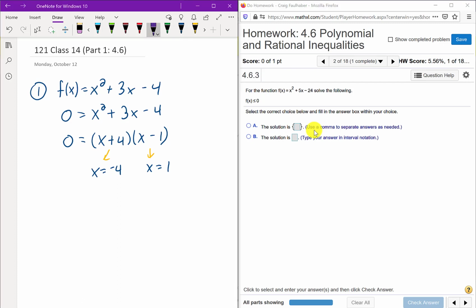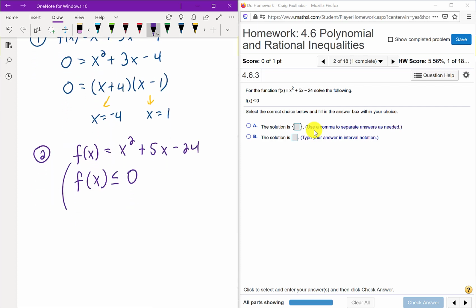Now they're going to change things up on us for the next problem. In this problem, they give us a function, same as before. This time they ask us to solve this inequality. When is this function less than or equal to 0? So to actually solve this, the first thing that we're going to do is set the function equal to 0 and see where this function equals 0 first.